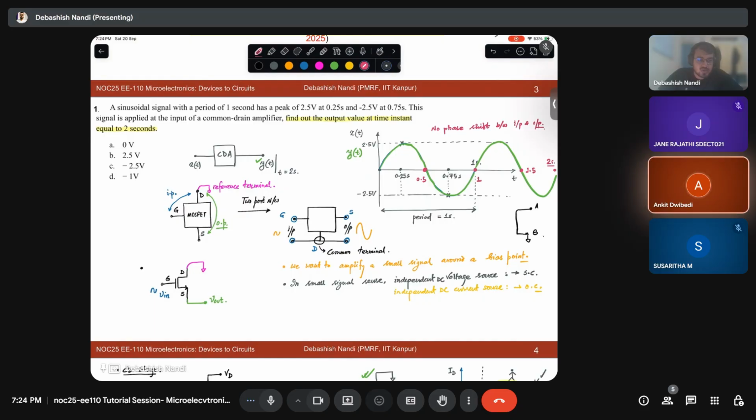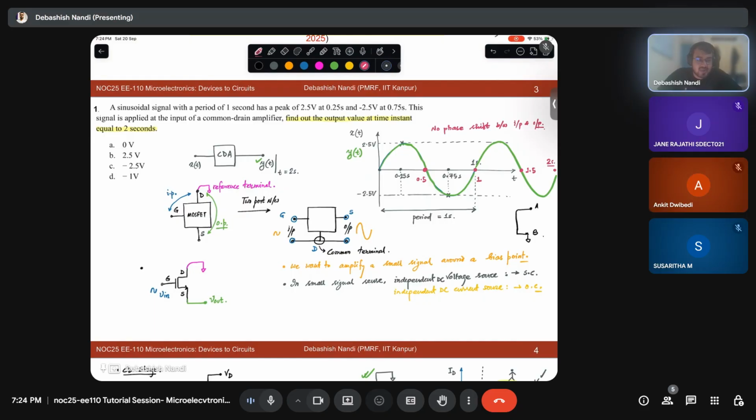Minus GM RD. So if it is minus GM RD or minus GM Rout, what will be your phase shift there? 180 degrees, right? So remember that. So we'll have 0 at 2 seconds. And this is because my common drain stage will give the exact value of the input at my output side.